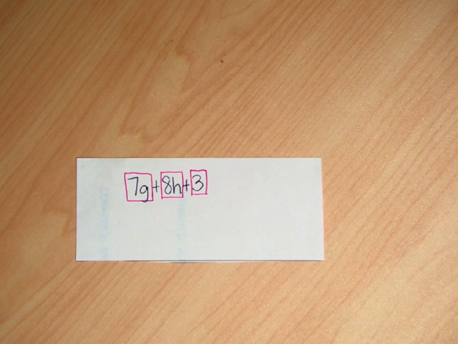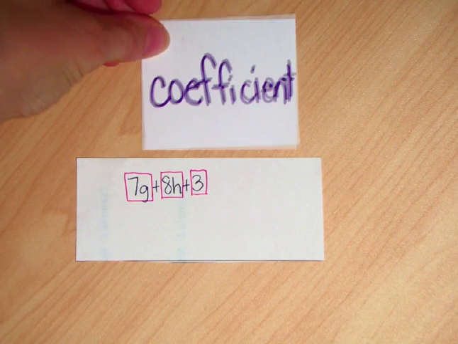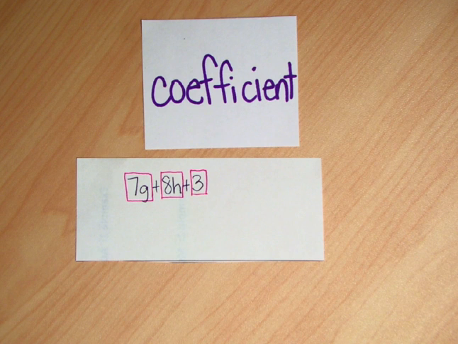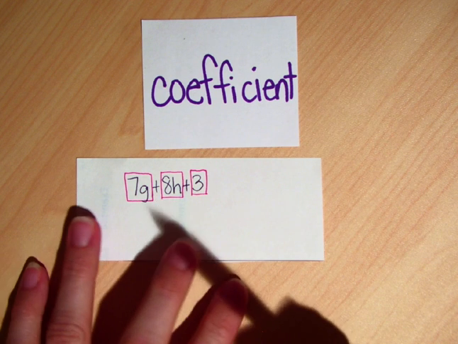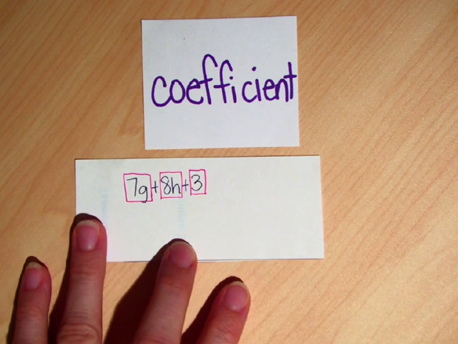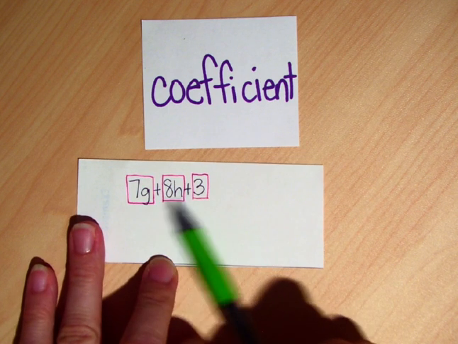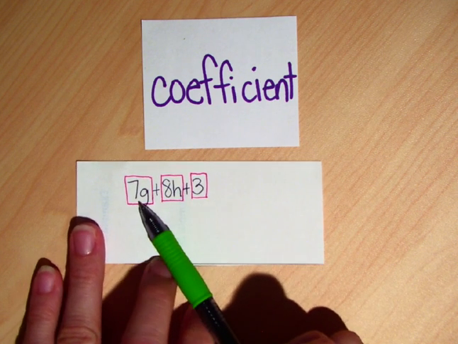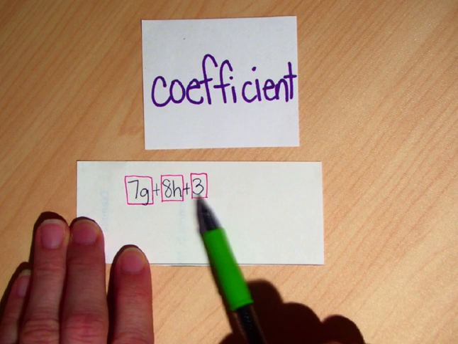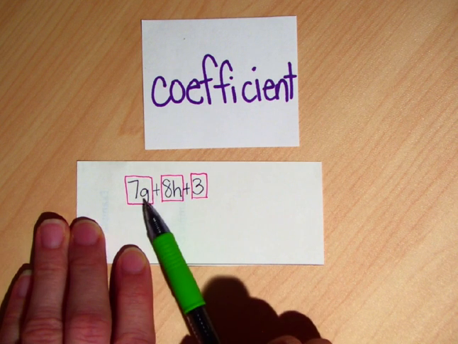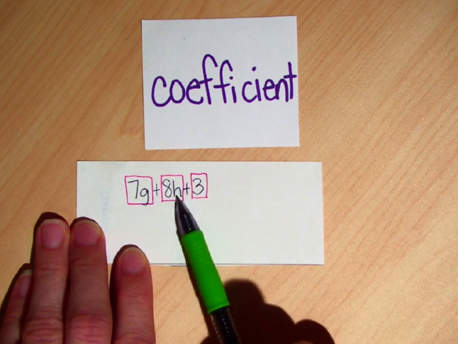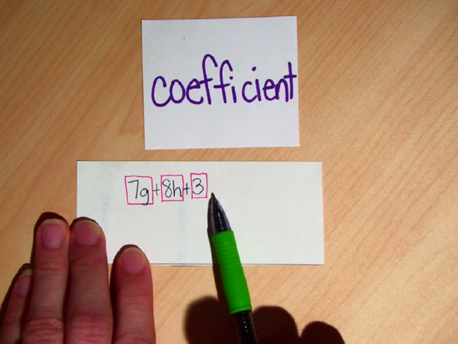The last one is coefficient. It's another new one that I would like for you to have in your ISN, please. A coefficient is the number that's a constant factor in a variable term. So the terms with variables in this example, if you want to rewrite the example, great, you can do that. The terms with variables are 7g and 8h. This one does not have a variable, so it cannot have a coefficient.